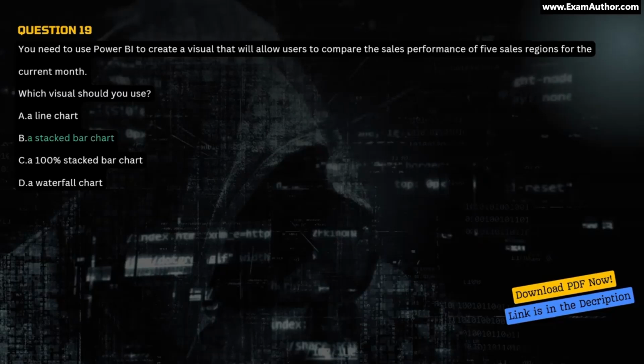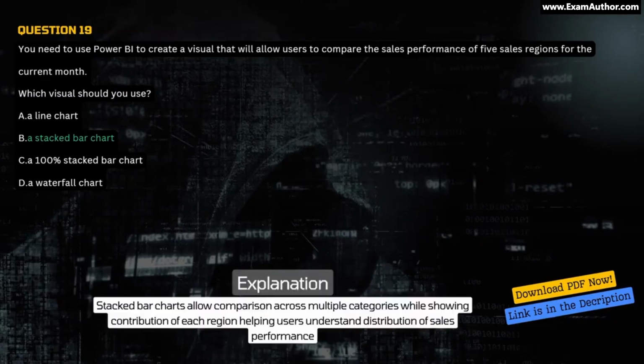Correct answer B. Stacked bar chart. Explanation. Stacked bar charts allow comparison across multiple categories while showing the contribution of each region, helping users understand distribution of sales performance.